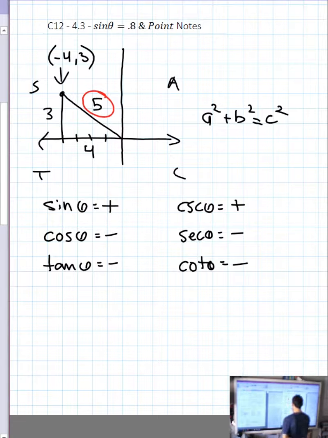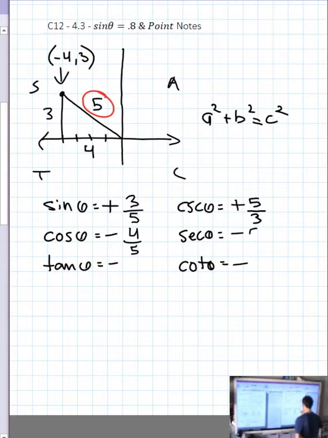Sine is opposite 3 over hypotenuse 5. Off to the right, cosecant is just the flip of that. Cosine is adjacent over hypotenuse. Off to the right, secant is just the flip of that. Tan is opposite over adjacent, TOA. And off to the right, cotan is just the flip of that.